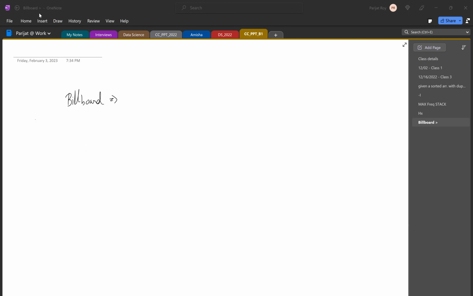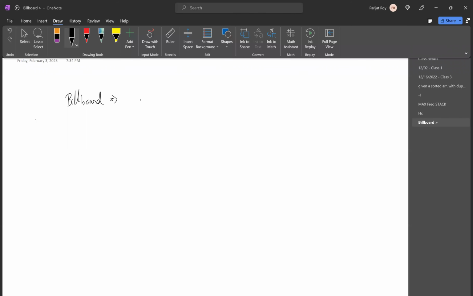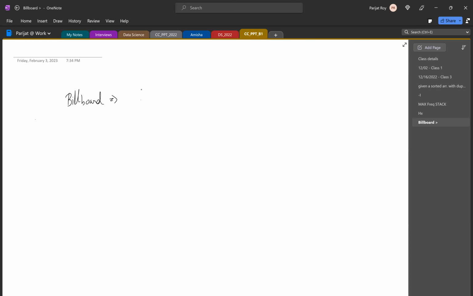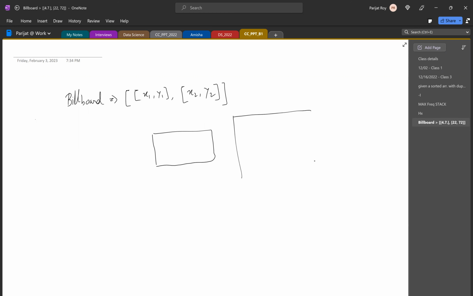So what I was saying is we have a billboard. A billboard is given by nothing but two values: one is the bottom left corner and one is the top right corner. So we are given x1, y1 and x2, y2. This is how a billboard looks. We are already given two billboards, say I can see from my window. One is a billboard like this, and one is another billboard like this.